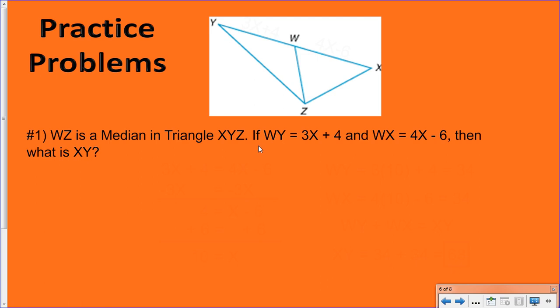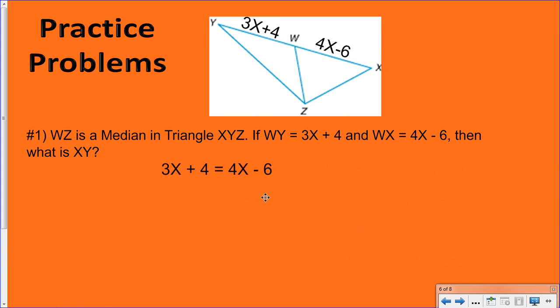And then the first thing it tells us is WY equals 3x plus 4. So let's go ahead and label that. And then it says WX is 4x minus 6, and it wants us to find XY. Well, if you notice, XY is that entire side. But the key here is that it tells us WZ is a median, and median means we're going to the midpoint of side XY. Well, if W is the midpoint, then everything to the left has to equal everything to the right. So we're going to take these two expressions and set them equal to each other.